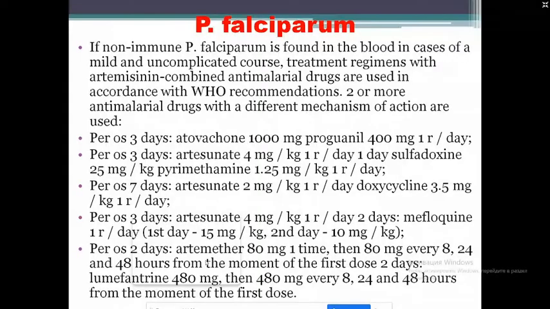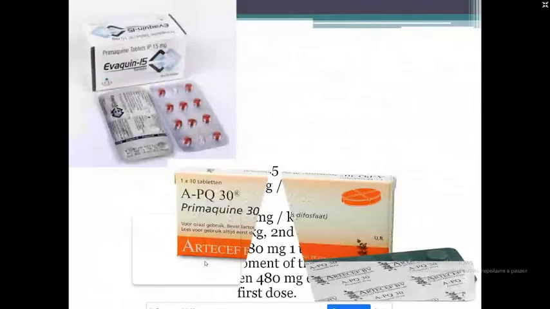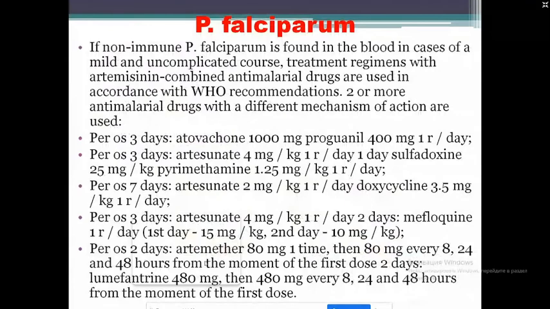About treatment of Plasmodium falciparum. If non-immune Plasmodium falciparum is found in the blood, in cases of a mild and uncomplicated course, treatment regimens with artemisinin combined antimalarial drugs are used in accordance with World Health Organization recommendations. Two or more antimalarial drugs with a different mechanism of action are used.